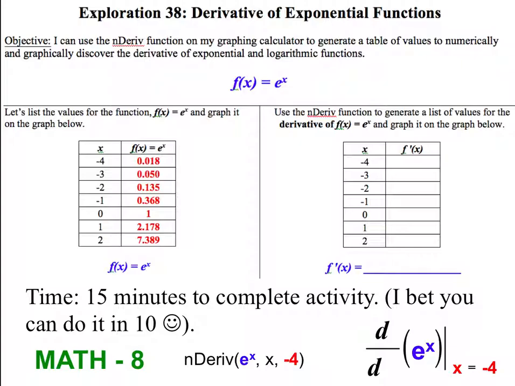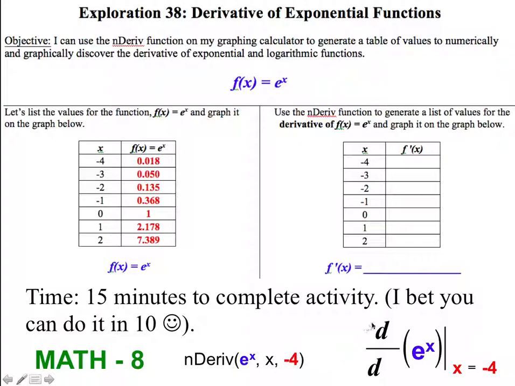So this is the first portion of your investigation, and it is taking the function e to the x, and e to the x has these values for this domain. And what we're going to do is you should have used the n-deriv key, so the Math 8 key, to calculate the derivative of e to the x, and recorded those values. So to calculate the derivative of e to the x when x is -4, you do n-deriv e to the x, comma x, that's your variable key, comma -4.